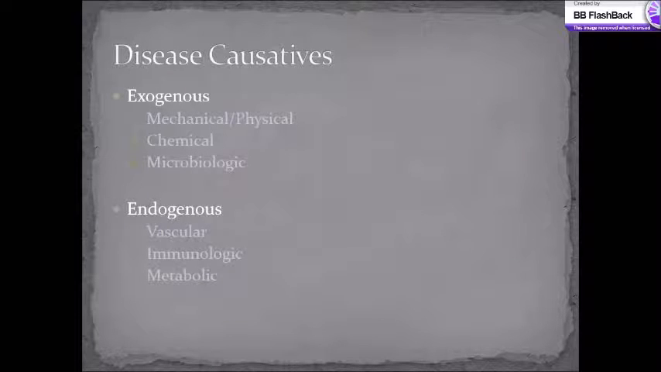Okay, now that we know how diseases are classified, let's move on to how they are actually caused. Diseases are initiated by some sort of injury, which can be external or internal. If it is external in nature, it is known as exogenous, which is the first one here, and if it's internal in nature, it's known as endogenous. The external causes are divided into 3 subcategories, and they are known as mechanical or physical, chemical, or microbiologic. We're going to go over all of those here and get a brief overview.